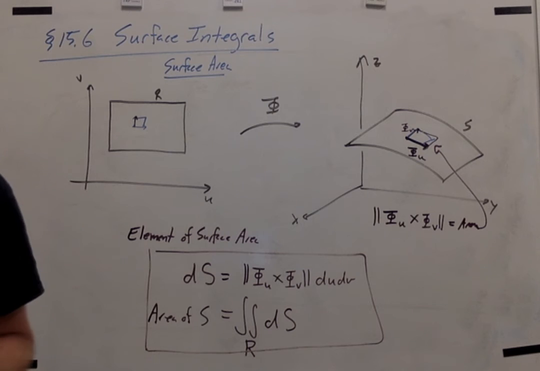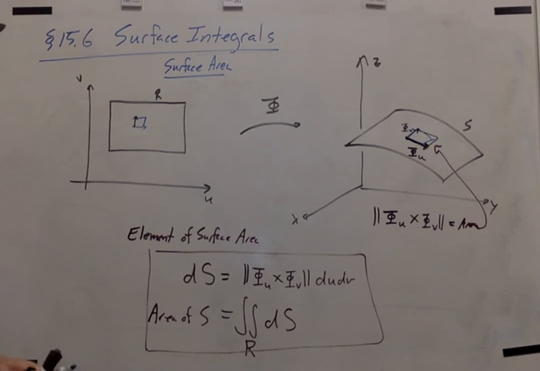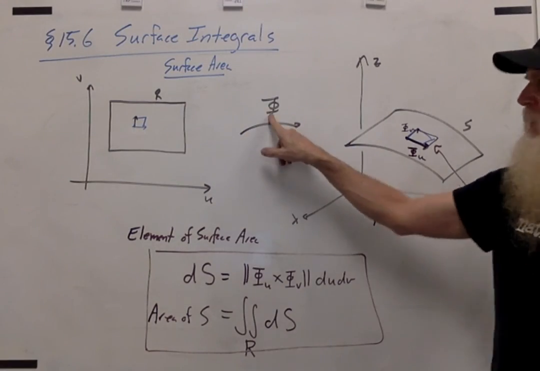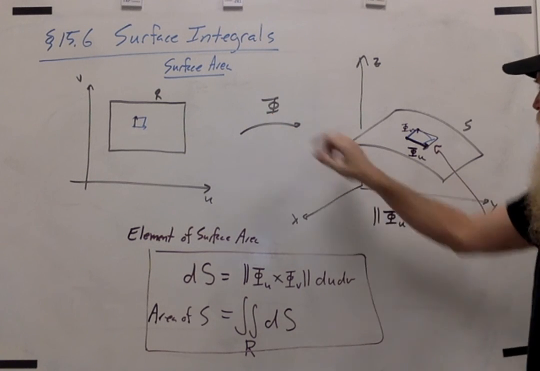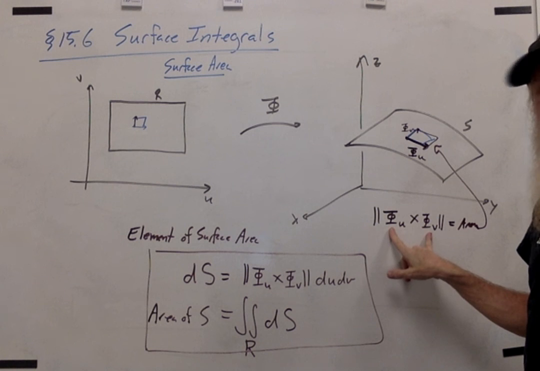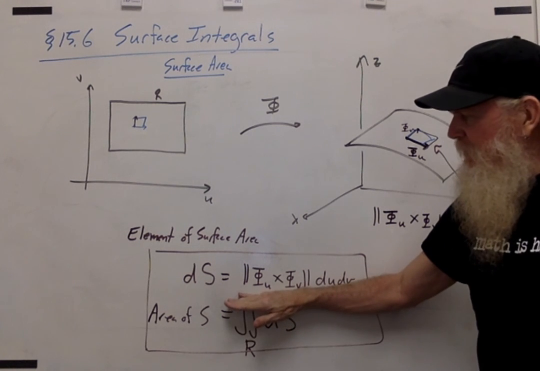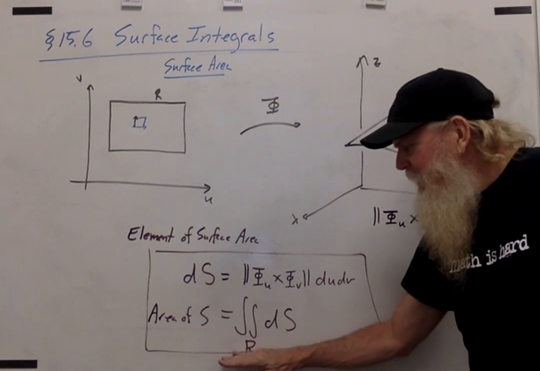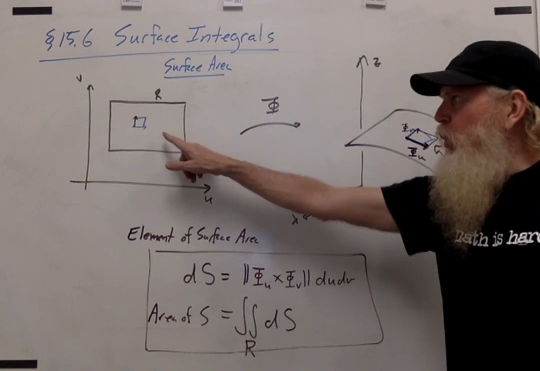So in the next video or two, we're going to calculate the surface areas of various surfaces, and it's going to be a several-part process. First of all, we'll find the parameterization phi. Then we'll calculate d phi du and d phi dv, take the magnitude of the cross product, which will give us the area element. Then we'll have to integrate that over the region R.